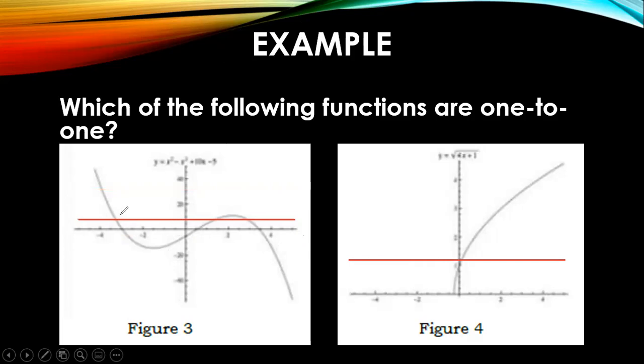Okay? So, na-intersect niya una ito. And then this. So, tatlo pala, no? Or this part of our graph. Okay? So, tatlo yung na-intersect niya. So, hindi siya nakapasa sa horizontal line test natin. Thus, this is not one-to-one function.